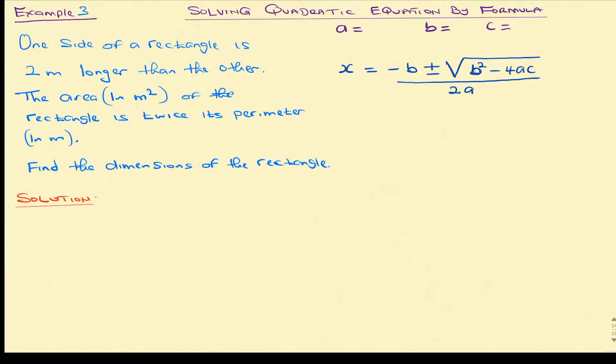Example 3. One side of a rectangle is 2 meters longer than the other. The area in meters squared of the rectangle is twice its perimeter in meters. Find the dimensions of the rectangle. So, solution: we can say one side equals x meters and the other side equals x plus 2 meters.